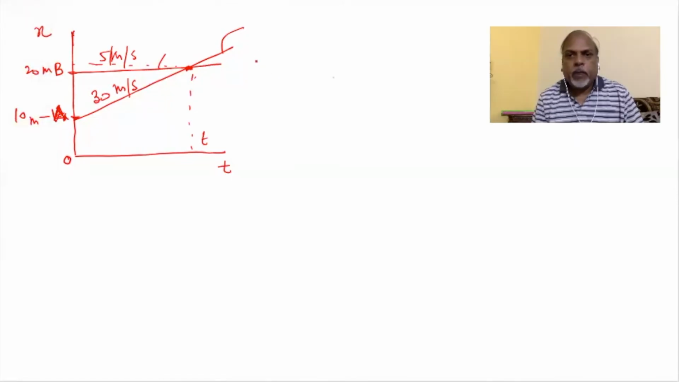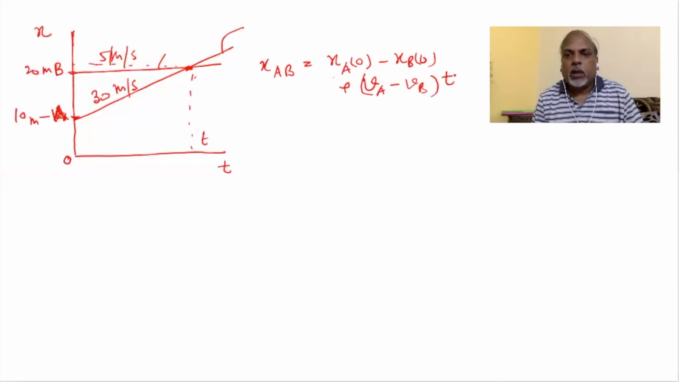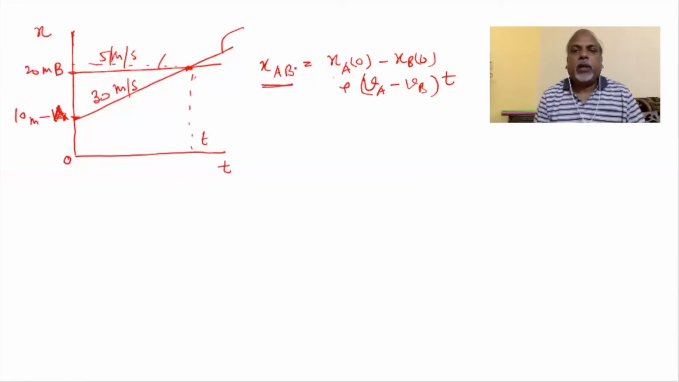So here your x_AB, that is the distance, equals x_A0 minus x_B0 plus (V_A minus V_B) into T. So in this equation, basically this is the distance at the meeting point, or at any point T you want to have.